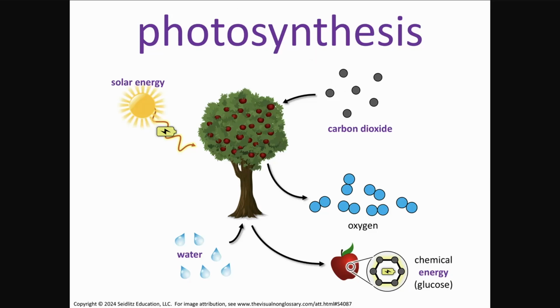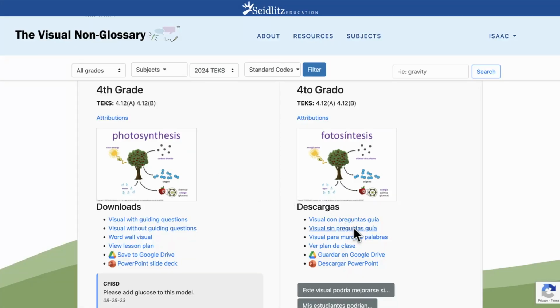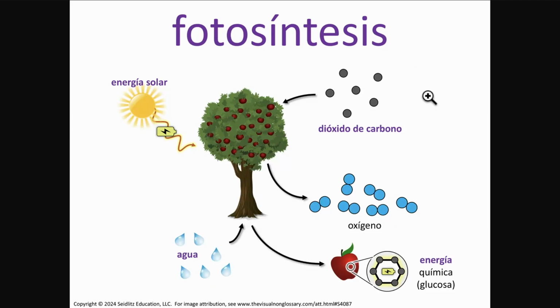So for example, if I go here, I can click this link to see the Spanish version of the same visual. The structure is the same, the images are the same, but all the vocabulary is translated and accessible to emergent bilingual students. The key is to use Spanish visuals strategically, not as a fallback. It's not about simplifying, it's about clarifying. And when used intentionally, they keep expectations high while making the content more accessible to our students.